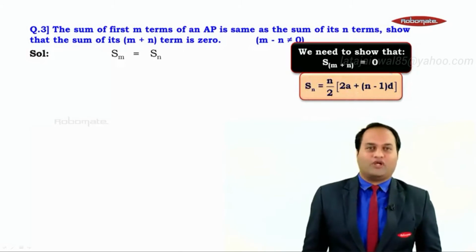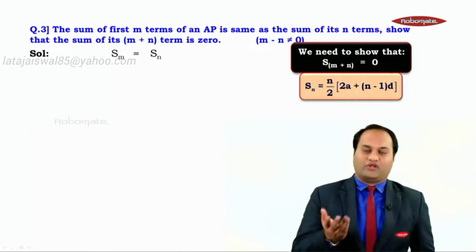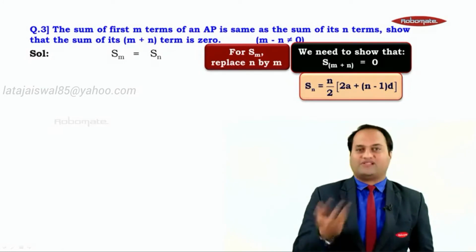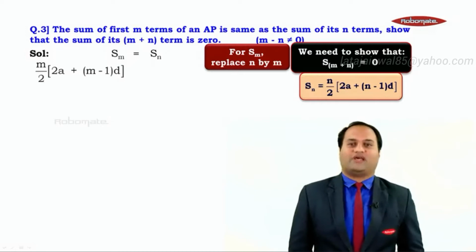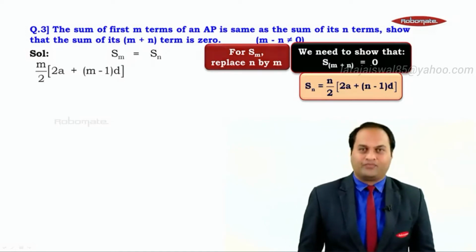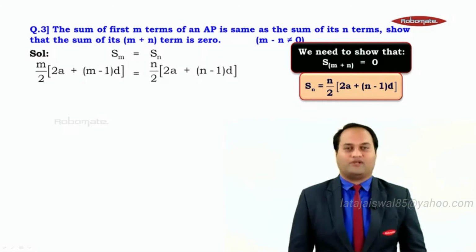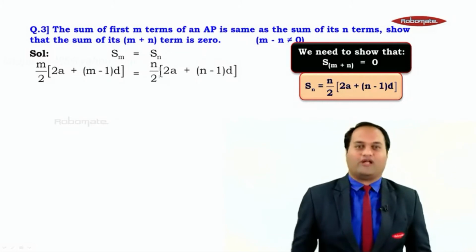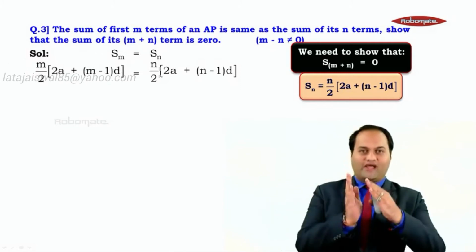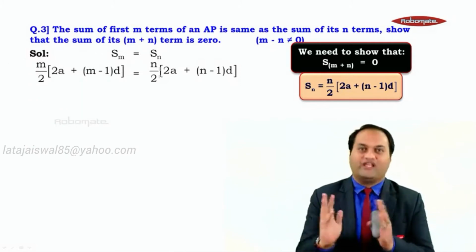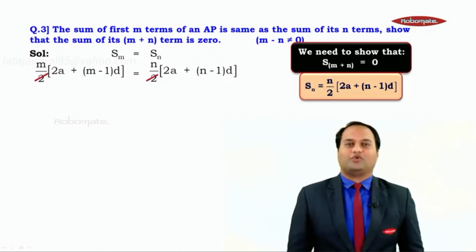We know the formula. This is the formula that we will be using. The given is Sm. So in Sm, we just need to replace n by m, right? So we get m upon 2 into 2a plus m minus 1 into d. That's Sm is equal to Sn, and Sn is n upon 2 into 2a plus n minus 1 into d, the formula that we already know. So Sm formula, Sn formula, both are equal as given, right? Let's cancel 2 and 2.